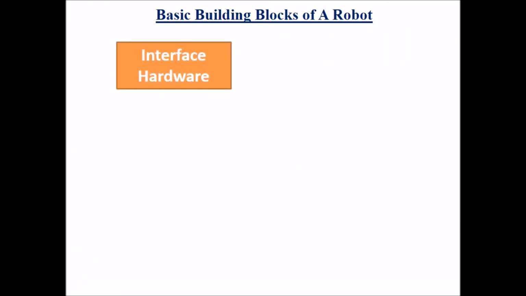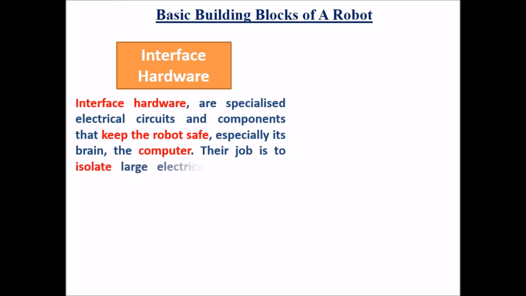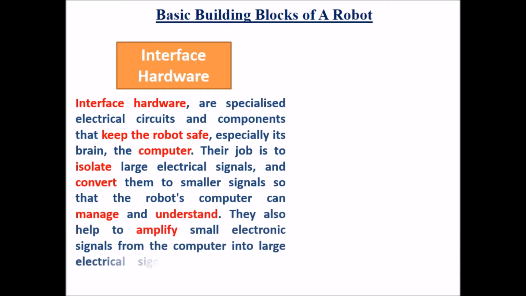Interface hardware. Interface hardware are specialized electrical circuits and components that keep the robot safe, especially its brain, the computer. Their job is to isolate large electrical signals and convert them to smaller signals so that the robot's computer can manage and understand. They also help to amplify small electronic signals from the computer into large electrical signals for the robot's actuators to perform tasks.